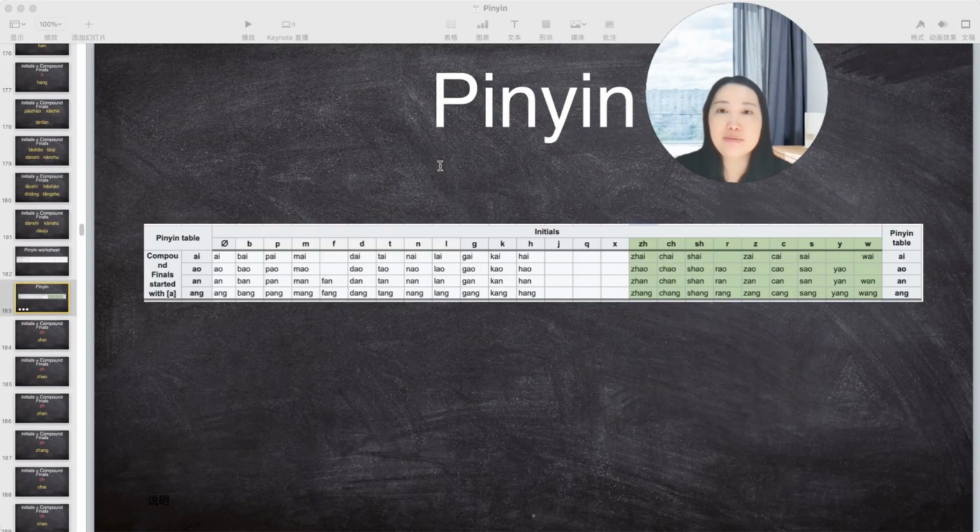Next, let's move on to the Pinyin course. Let's continue learning the compound vowels containing the vowel er and the combinations with some initials. Please follow me to do the practice.